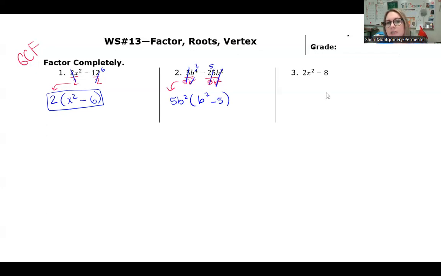So again, I'm going to check to see if it's a perfect square. Inside the parentheses, is 5 a perfect square? A perfect square is something like 4, 9, 16, 25, 49, 36. Is 5 a perfect square? No.